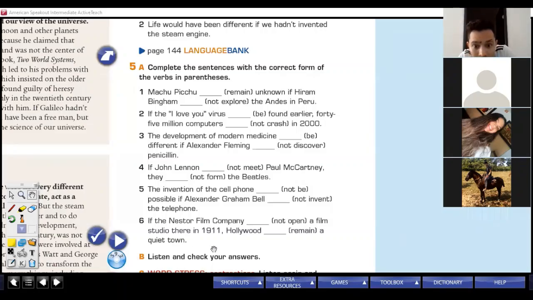The invention of the cell phone wouldn't have been possible if Alexander Graham Bell hadn't invented the telephone. Hadn't invented the telephone. Very good, mister. And number six. If Nextdoor Film Company hadn't opened a film studio there in 1911, Hollywood would have remained a quiet town. A quiet town. All right. Very good, guys.